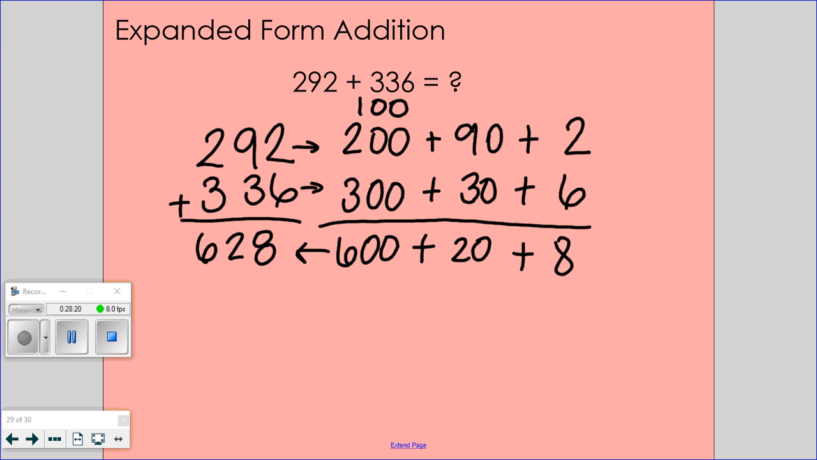628. This is expanded form addition. This is what I want you using tonight on your homework. Are there any questions about how we did this right now?